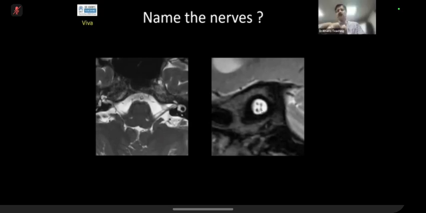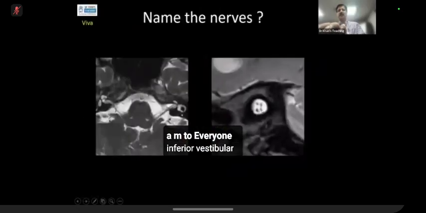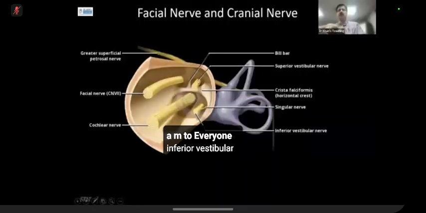This is the inferior vestibular nerve. That is the answer. If you see here, this is the superior vestibular nerve. This is the inferior vestibular nerve. The formula here is "7 up, Coke down": the 7th nerve up, and the cochlear down. So this is the cochlear.